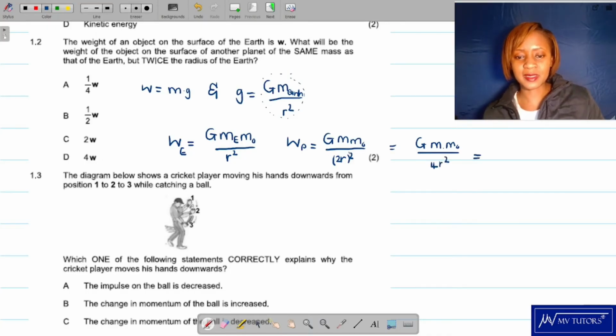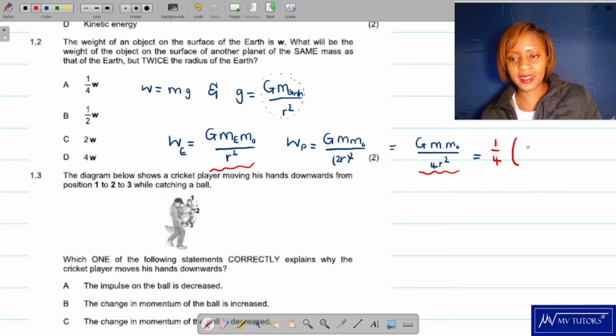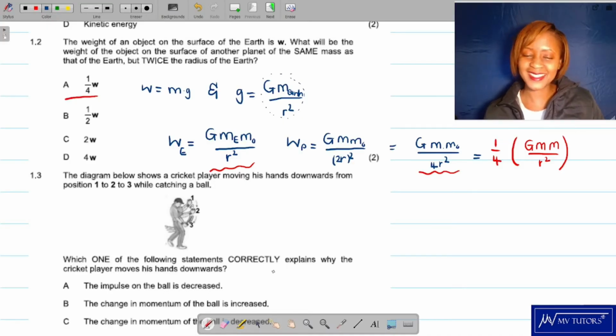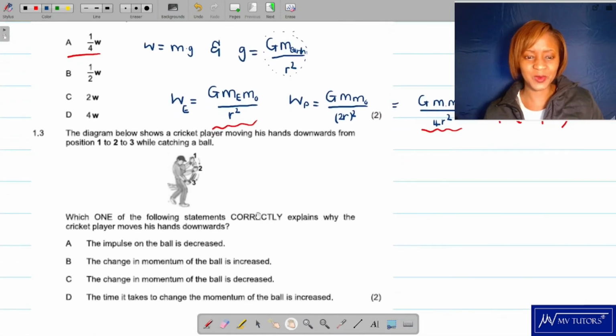Now I want this equation here to look closely to this one. So what I'm going to do, I'm going to take the 4 out. If I take the 4 out, it will be 1 over 4. Then I have my G m over r squared. So then it will be a quarter. Okay, so then we would go with the answer of A, a quarter of the weight. Alright, still with me guys? Okay, let's move right along.